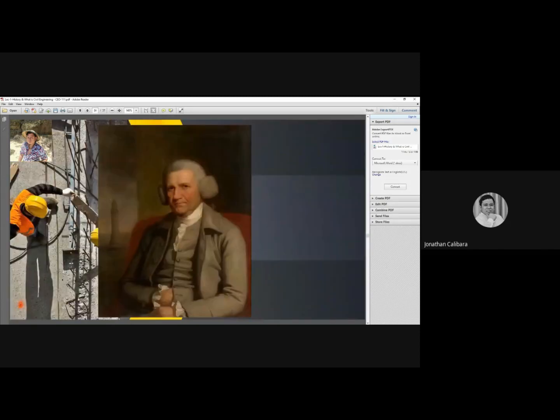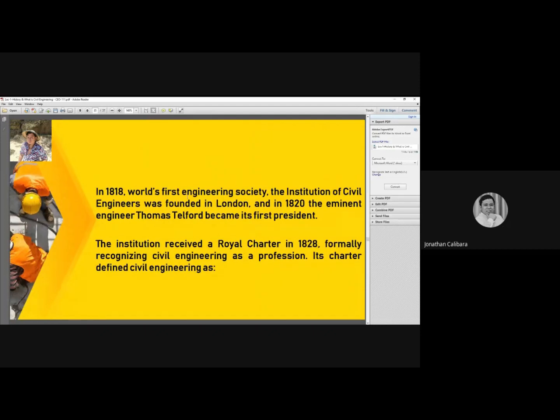Next, we have the first engineering society, in London, founded by Thomas Telford. The institution received its royal charter in 1828. In the charter, they defined civil engineering. Here in the picture is Engineer Thomas Telford. So let us also define civil engineering.